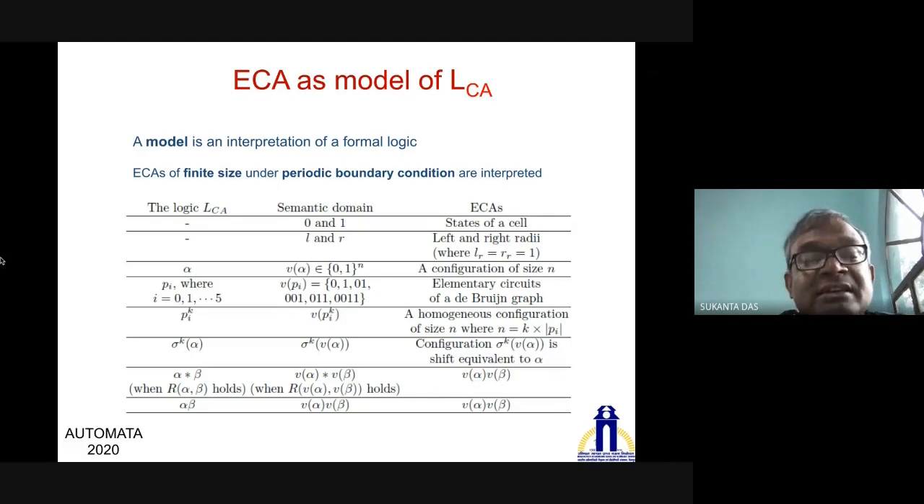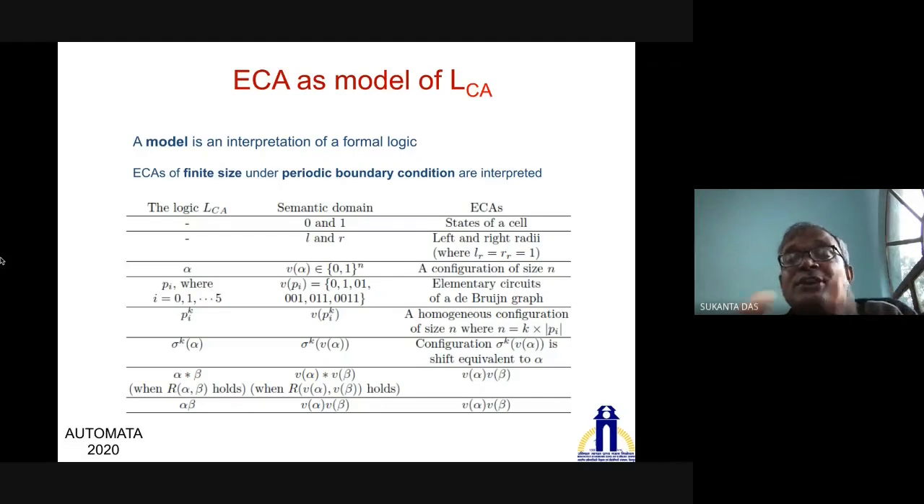And here, if in the logic it is alpha beta, in the semantic domain it is V of alpha, V of beta, again we get the same thing. So V alpha V beta. So in case of ECA, they are actually the same. V alpha star V beta and V alpha V beta have the same meaning in case of ECA.